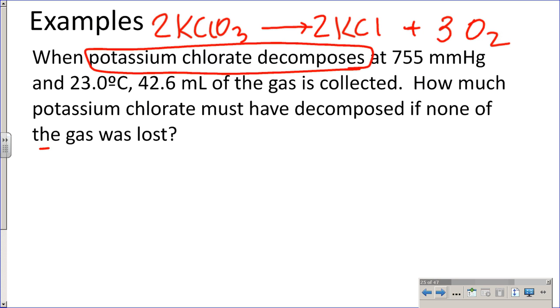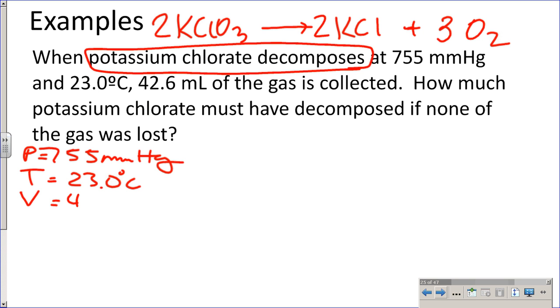At 755 millimeters of mercury, so what's this? Pressure. And a temperature, so T is 23 degrees Celsius. And it says 42.6 milliliters of the gas. That's the volume of the gas, right? So that's V of gas. 42.6 milliliters of the gas is collected. So far we got a bunch of givens. So when potassium chlorate decomposes at 755 millimeters of mercury, 23 degrees C, 42.6 milliliters of the gas is collected.